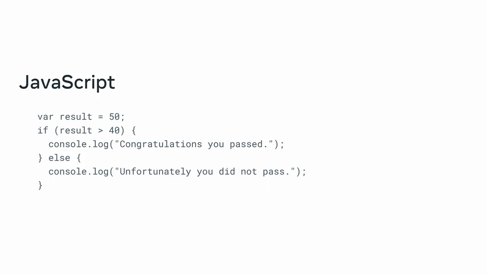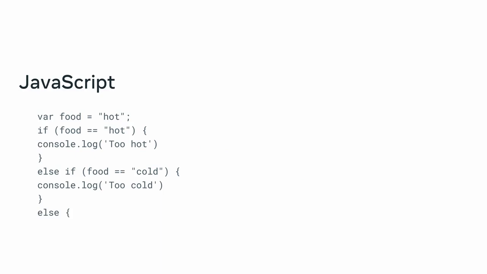In that case, the true block is executed, and you output a message to the console telling the learner that they passed. Suppose the variable value is less than 40. In that case, the false block is executed, and you output a message to the console telling the learner that they did not pass.